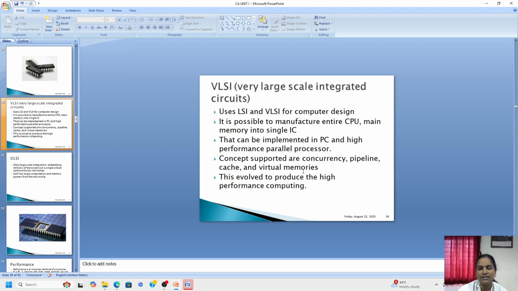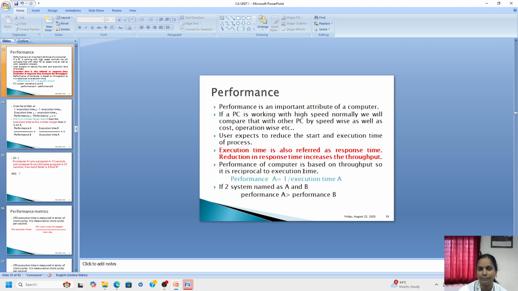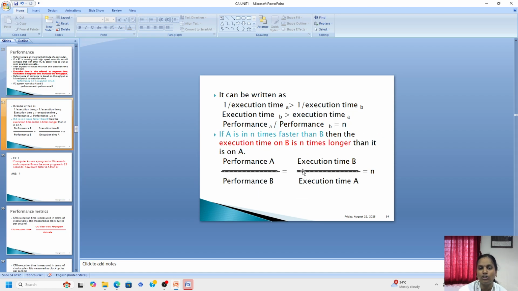VLSI concepts: a very large scale integrated circuit uses LSI and VLSI for computer design. It is possible to manufacture the entire CPU and main memory in a single IC. Performance is evaluated with the formula 1 divided by execution time. The execution time is also referred to as the response time. A reduction in response time increases the throughput.